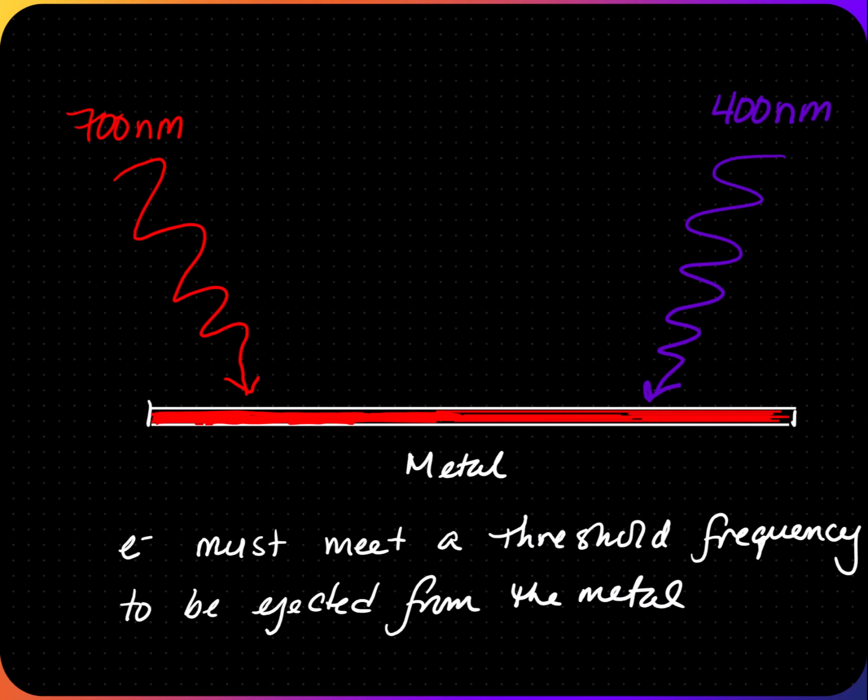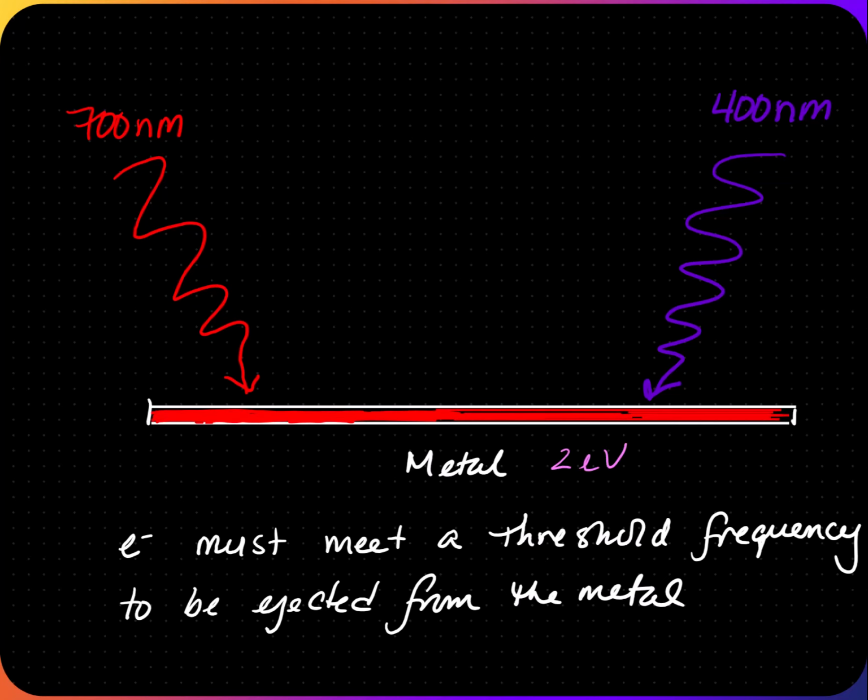If an electron needs 2 electron volts to be ejected from a metal, so for this particular metal, the electron needs 2 electron volts to be ejected. When the red light is placed above the metal, no matter how bright or how long it shines on the piece of metal, the electron does not accumulate enough energy to be ejected. So that means the energy is not continuously absorbed to reach the 2 electron volts.